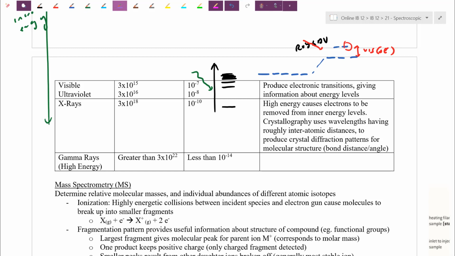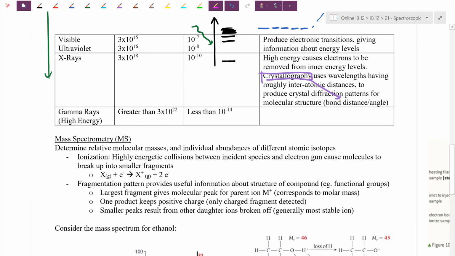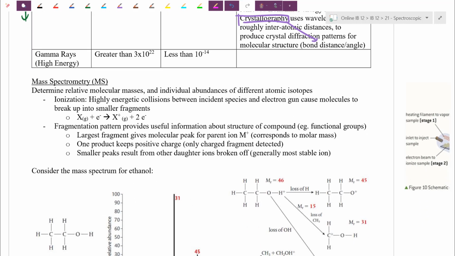X-ray is going to end up giving you a method called X-ray crystallography, and this way, roughly speaking, it basically gives you a shadow of the picture, and there you can measure, oh, from this center to this center, here's how far the bond is, and here's the bond angle between them. Gamma rays also interact with matter, but they're super high energy, with no common use of it at the moment.